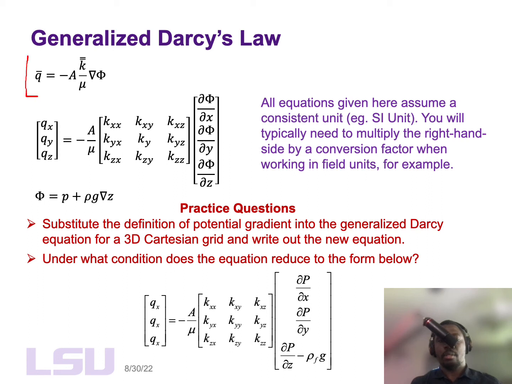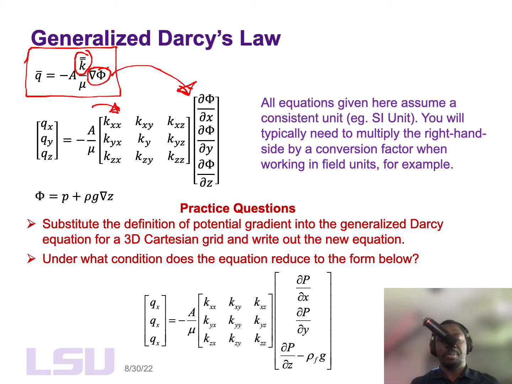Here is the generalized Darcy's law. And the generalization is to account for anisotropy. So instead of a scalar value for permeability, we are going in there with a second order tensor, which is a 3 by 3 matrix. And here you have the gradient of flow potential, which will give you a vector.